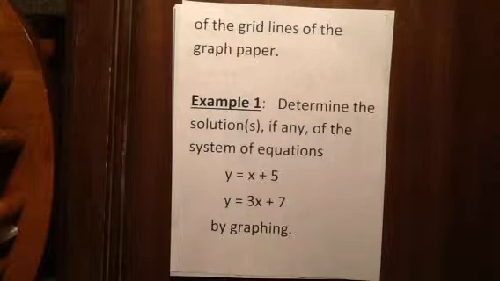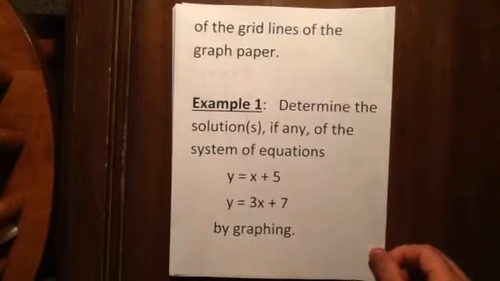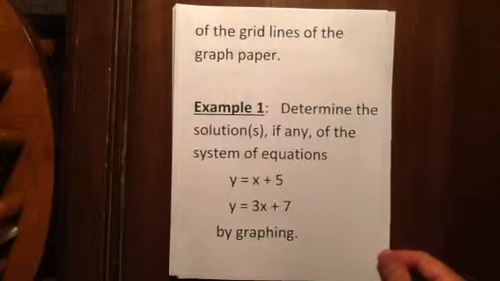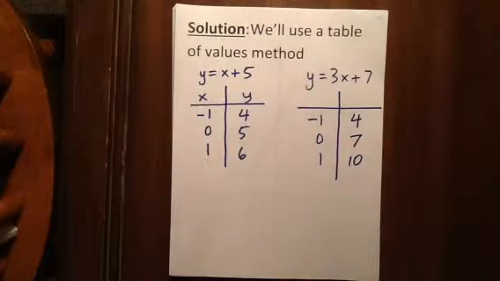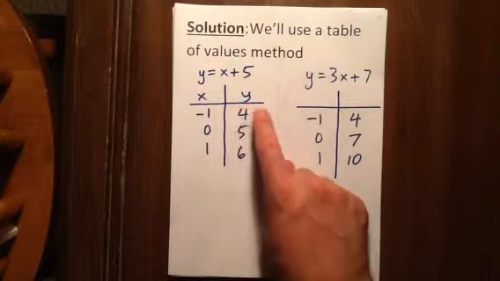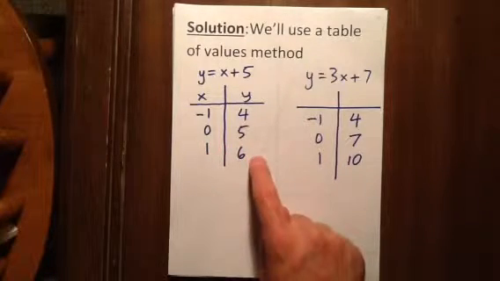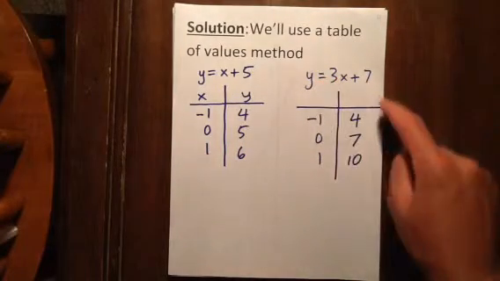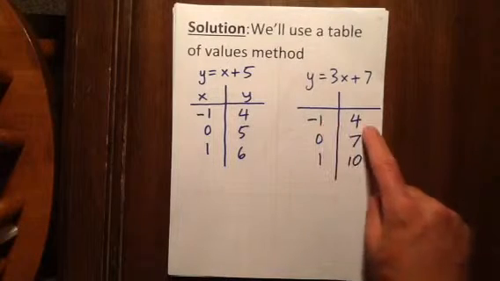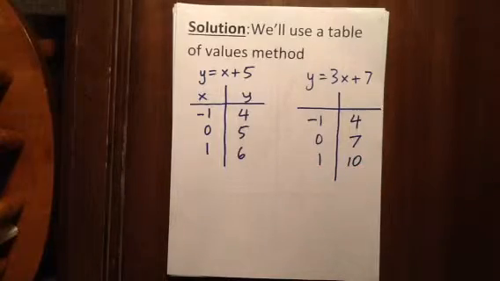So the first question is, we'll determine the solution or solutions, if any, of this system of equations. We've got two equations, and we're going to find the solution by graphing. So we're going to use a table of values. For y equals x plus 5, if we let x equal -1, y is 4. If x is 0, y is 5, and if x is 1, y is 6. And if y equals 3x plus 7, then if x is -1, y is 4. If x is 0, y is 7, and if x is 1, y is 10.